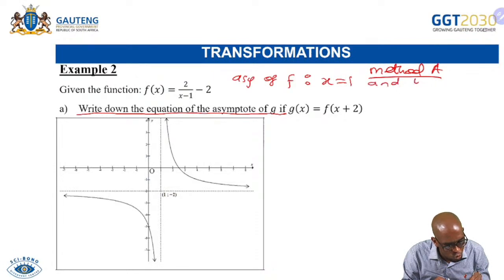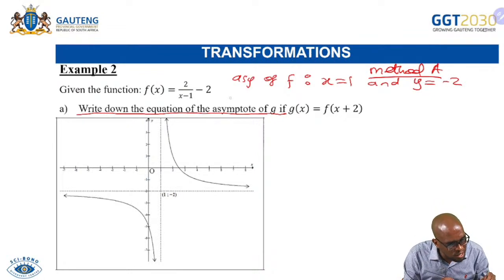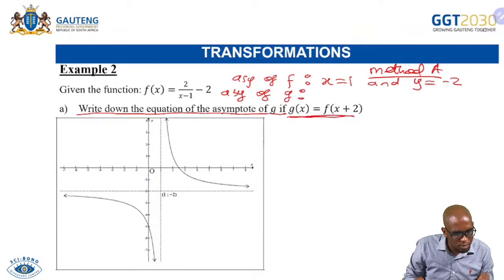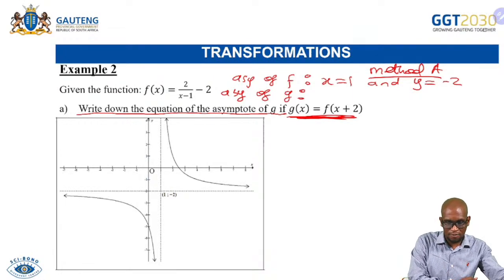and y equals minus 2. Those are the asymptotes of the original function. Now, after transformation, I can work out the asymptotes of g. Remember, g is related to f by that equation. g of x is f of x plus 2, which means that we are moving all the points 2 units to the left, which means the asymptotes are going to shift 2 units to the left.